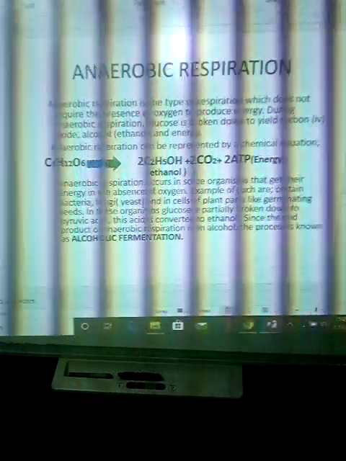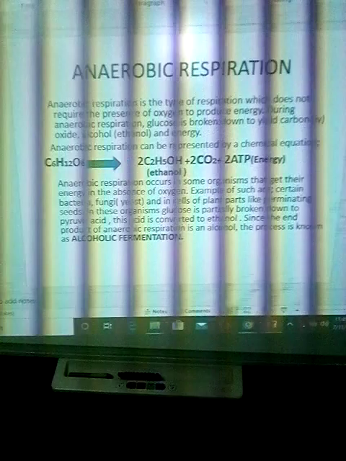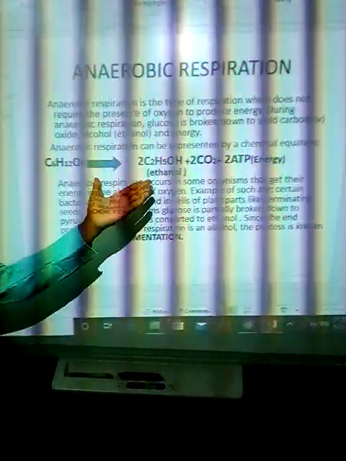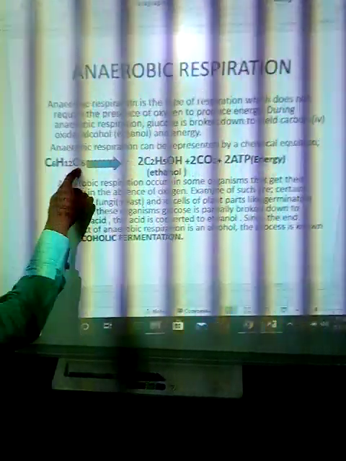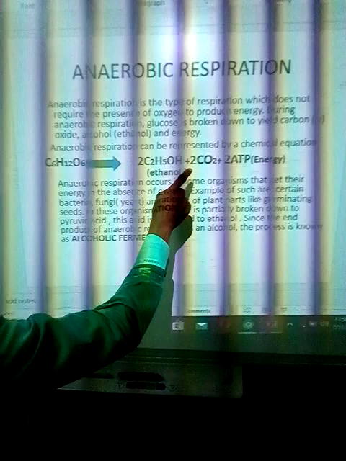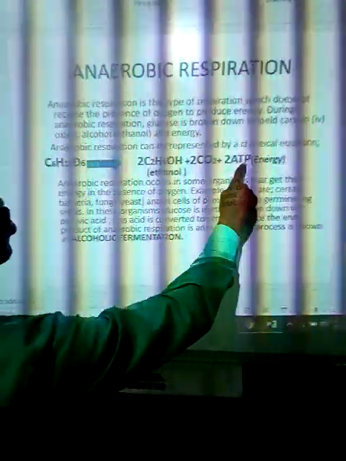Okay, now anaerobic respiration is the type of respiration which does not require the presence of oxygen to produce energy. During anaerobic respiration, glucose is broken down to yield carbon dioxide, alcohol or ethanol, and energy. Anaerobic respiration can be represented by this equation. C6H12O6 in the absence of oxygen to give you ethanol, C2H5OH, plus 2CO2 plus 2 ATP energy.